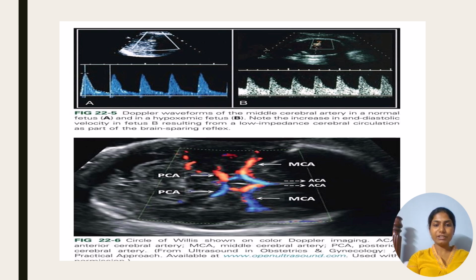So here MCA is beautifully seen, and when we put the waveform, the A form is a normal waveform where the diastolic flow is slightly normal, but the diastolic flow is increased in the B form. So there is an increase in the end diastolic velocity. That means the baby is going into hypoxemia. This is called the brain sparing effect, that is, all the peripheral blood is moving into the cerebral circulation.